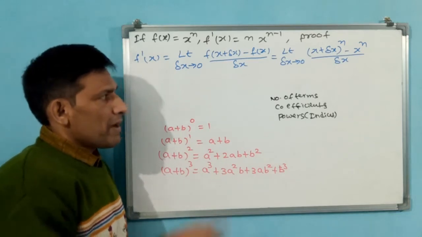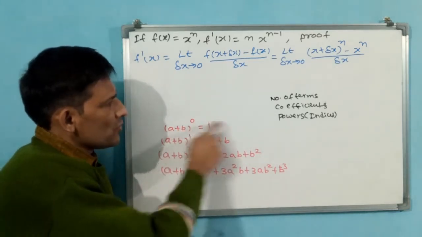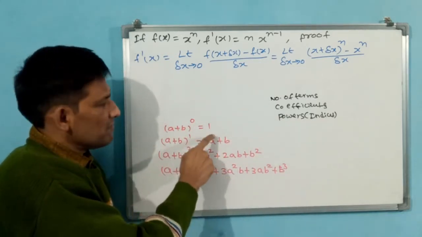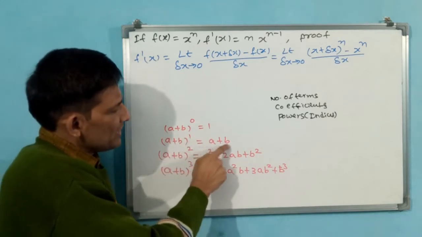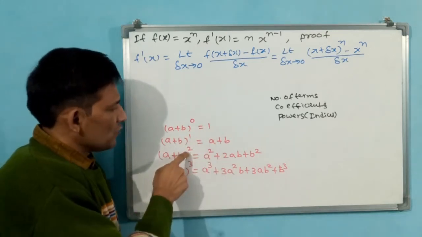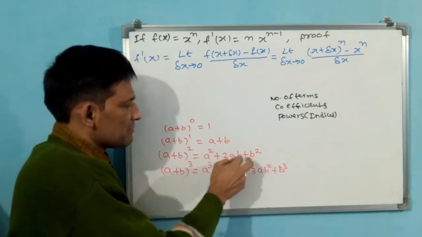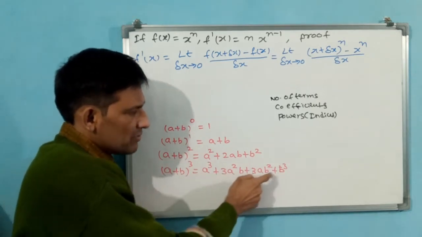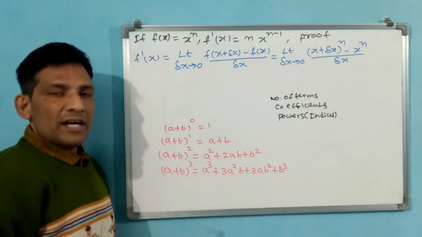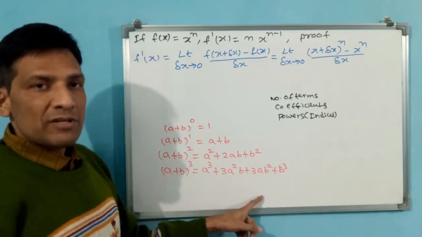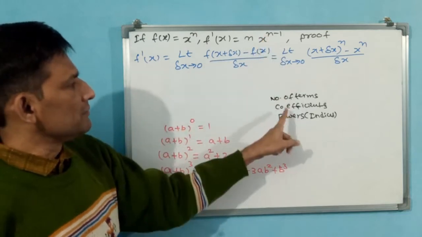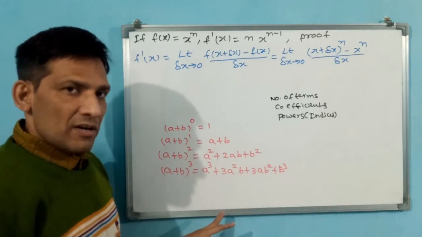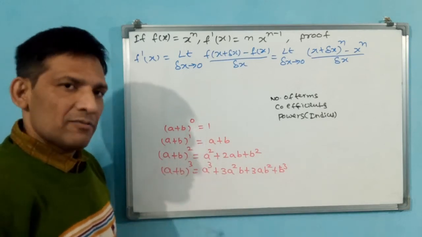Number of terms: when power is 0, number of terms is 1. That means n plus 1 terms are there. Power is 1, 2 terms are there, a plus b. Power is 2, 3 terms are there: a square plus 2ab plus b square, 1, 2, 3. Power is 3, 4 terms are there: a cube plus 3a square b plus 3ab square plus b cube, 1, 2, 3, 4. That means number of terms is equal to n plus 1. What is n? n is power, the index. Number of terms is 1 more than power. That you understand.